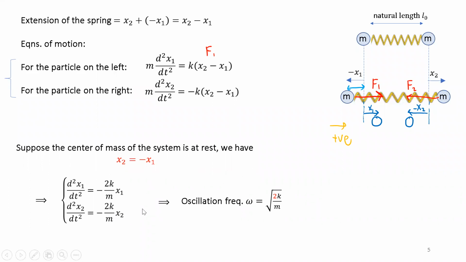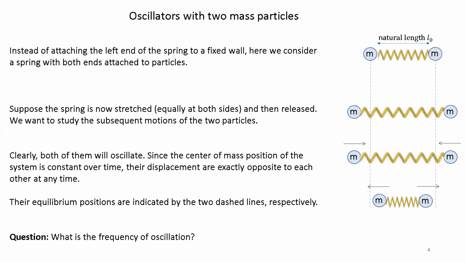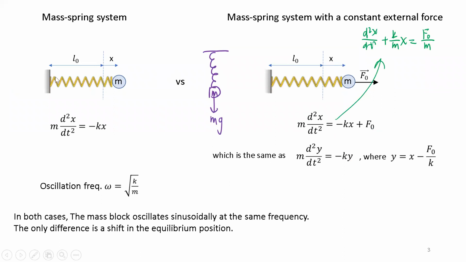The second remark is that the oscillation frequency is not just square root of k divided by m. Instead, it is square root of 2k divided by m. Any physical intuition for this? Then I need to go back and ask you one question. For this system, the natural length of this spring is L0.